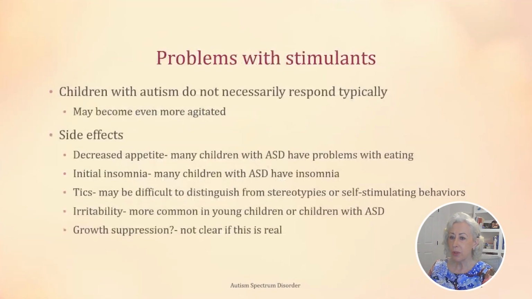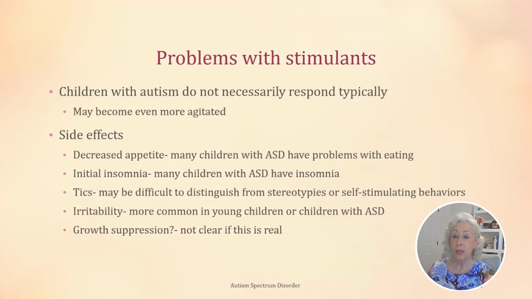There are some problems with the stimulants. Some children with autism just simply do not respond typically to stimulants. They can become even more agitated. And that is a problem that becomes obvious immediately, but can be a major problem with this. Decreased appetite is also a big problem. A lot of kids with autism have issues with food related to texture or other issues. So a decrease in appetite can be a problem.